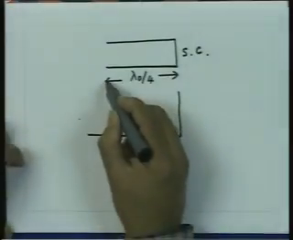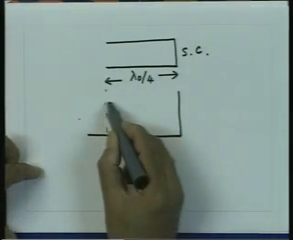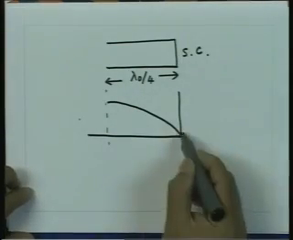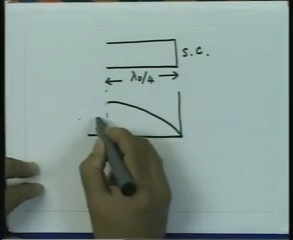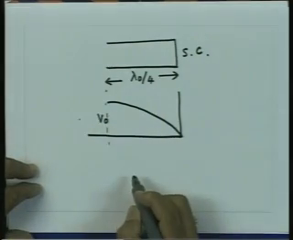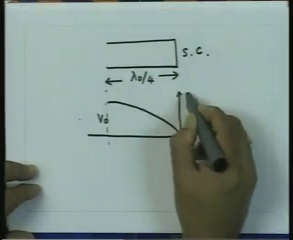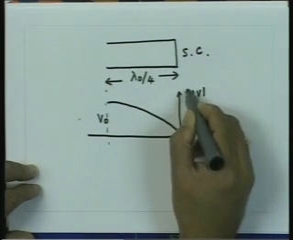So, I get a voltage variation which is a one cycle variation from the load point to the input point. So, this voltage here is V 0 and this point is 0. So, this is the variation of the magnitude of voltage on the transmission line.